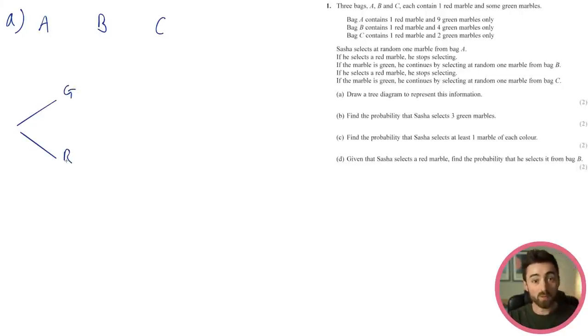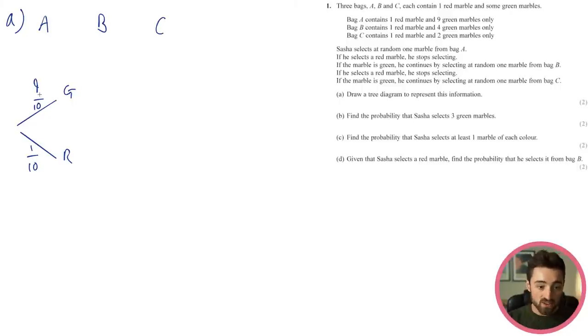What are the probabilities of these? If there's one red and 9 greens in the bag, then there's 10 in total in the bag. So the probability of getting a green is going to be 9 over 10, 9 over the total. And the probability of a red is 1 over 10. These two numbers should always add up to 1, so make sure that that's the case.